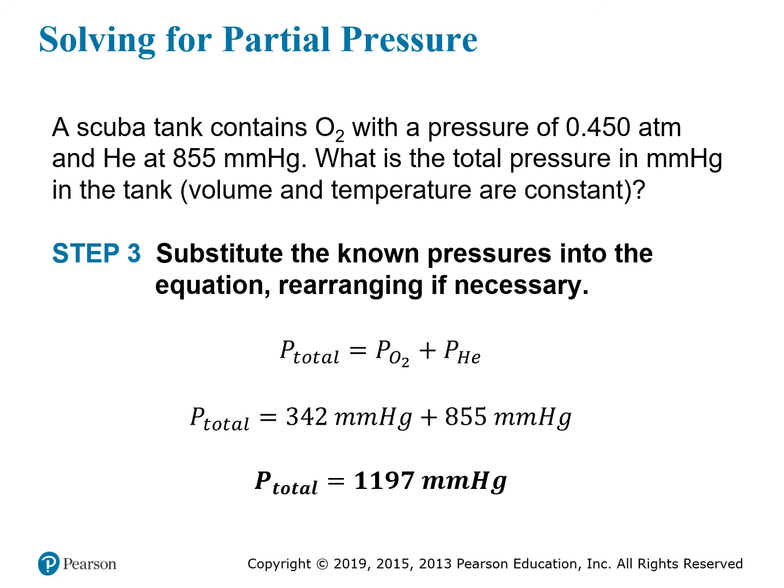Once you have that, it's very easy to solve Dalton's law. You're just adding two things together. So you take the partial pressure of oxygen that you just calculated, the partial pressure of helium, which comes directly from the problem, okay, and you add them together. 342 millimeters of mercury plus 855 millimeters of mercury gives you 1,197 millimeters of mercury. Since both of these measurements are accurate to the ones place, then your answer should be accurate to the ones place. There's no need to round this off or do anything like that. So you actually sort of gain a digit here when you add these two terms together.